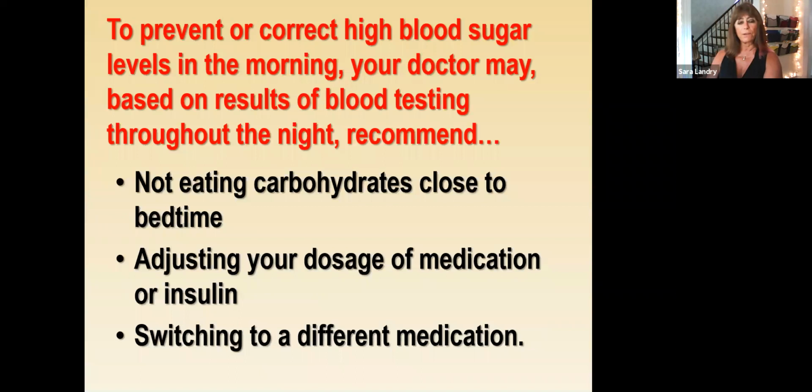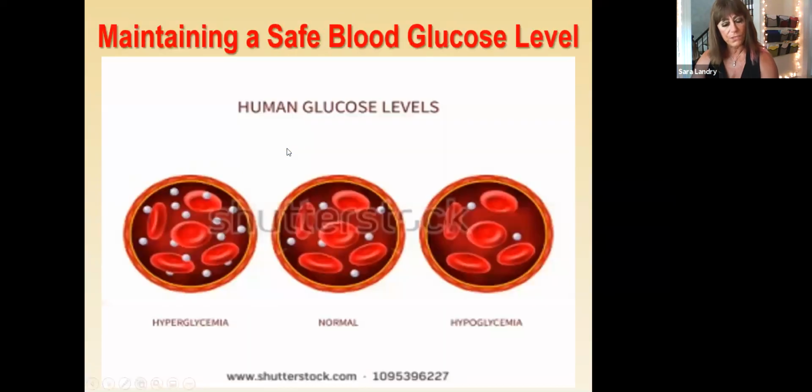So to prevent or correct high blood sugar levels in the morning, your doctor will do some blood testing, and he or she may recommend, when you go to bed, no carbohydrates close to bedtime, like no cookies, chips, things like that. They may adjust your medication, give you more medication, or they may put you on insulin, or just totally switch you to a different medication. So if you notice that, you do need to talk to your doctor about it.